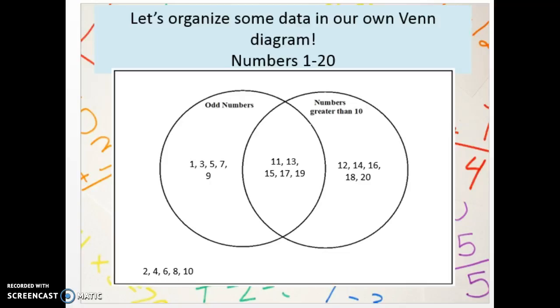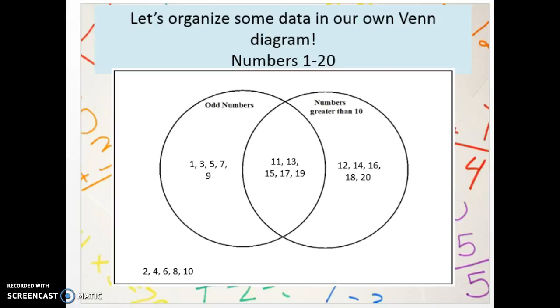If we look at our answer key here, we can see that our odd numbers are 1, 3, 5, 7, and 9. We can see that our numbers greater than 10 are 12, 14, 16, 18, and 20. Where our circles overlap, we can see we have numbers that they have in common. 11, 13, 15, 17, and 19 are all odd numbers, and they're also greater than 10.